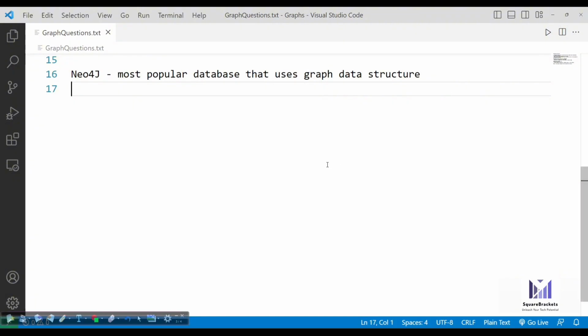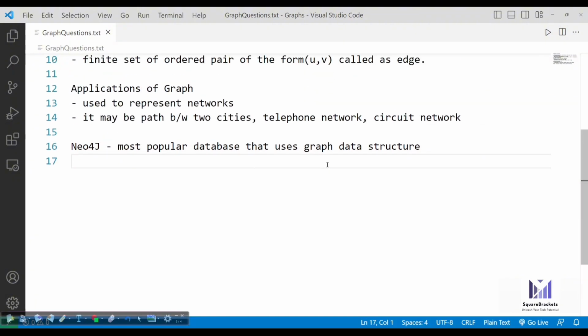All right. So I hope now you are able to understand what exactly a graph data structure is and how it is represented.